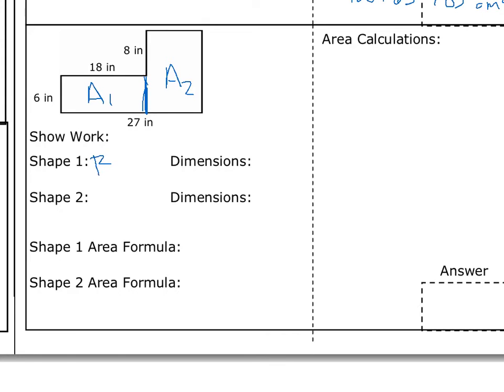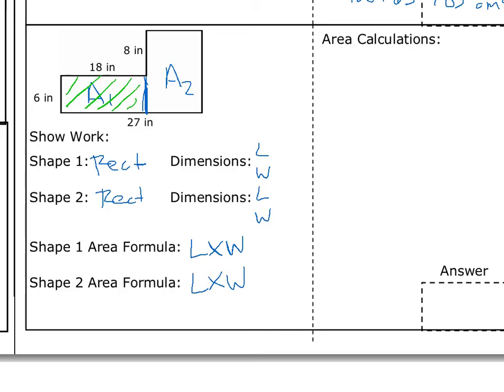Shape 1 is a rectangle. Shape 2 is a rectangle. Length times width. Oops. I need to find my length and width. I need to find my length and my width, because both of these have areas of length times width. So looking at shape 1, this is going to be the one that I'm going to just really quickly shade here in green.